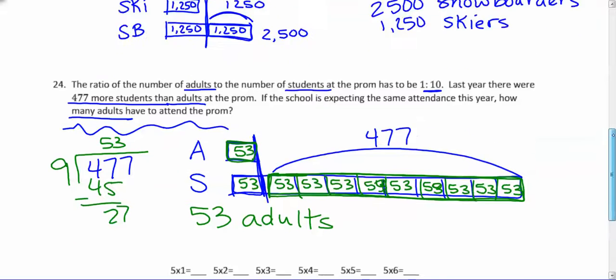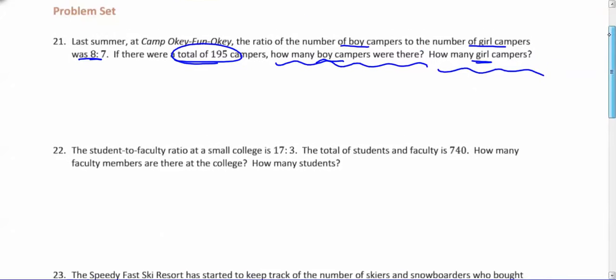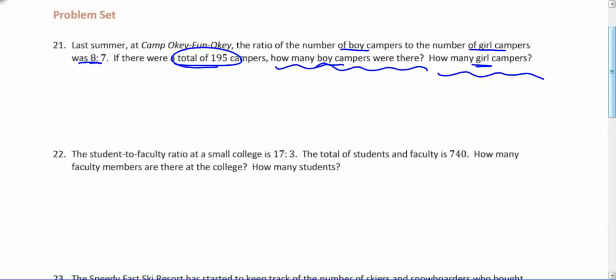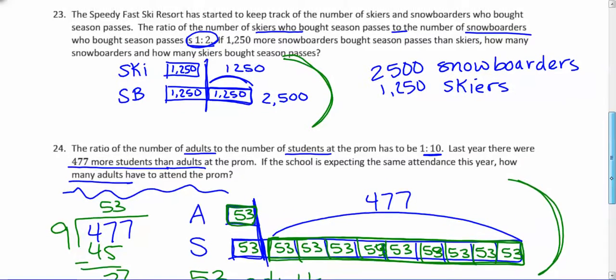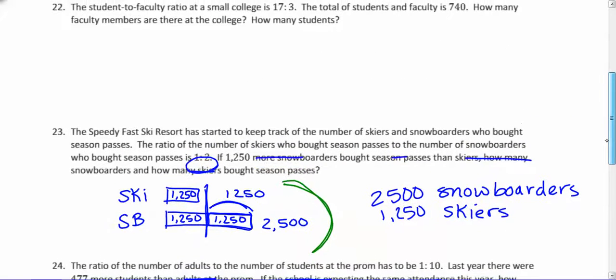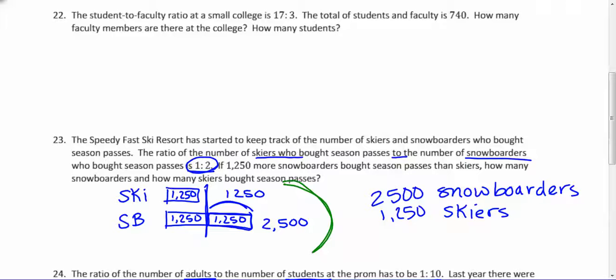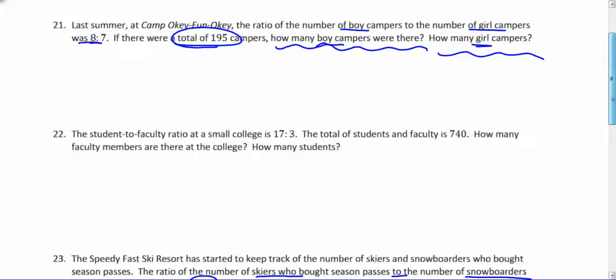Tonight, again, on your homework, what you're going to be doing is setting this up with a tape diagram. But again, on these 2 examples, you're looking at the total number, right? You're looking at the total number of people at the prom. If it were an example like 24, 23, the number of skiers and snowboarders, those questions were worded differently, so it's talking about more. But these questions up here have to do with the total amount of people. So you just have to set it up accordingly.